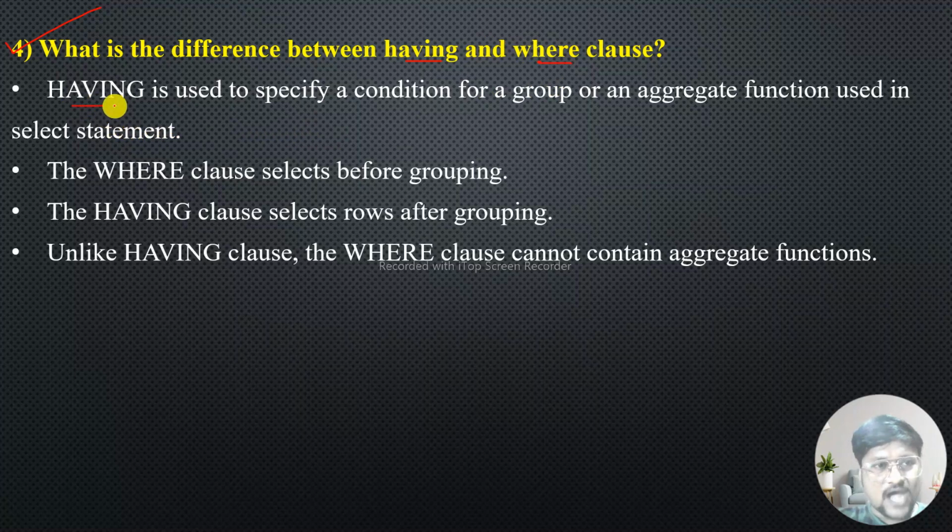HAVING is used to specify the condition for a group or aggregate function which is used in the select statement. The WHERE clause selects before grouping, while the HAVING clause selects rows after grouping. And last, unlike the HAVING clause, the WHERE clause cannot contain an aggregate function. So this is the basic difference between HAVING and WHERE clause.